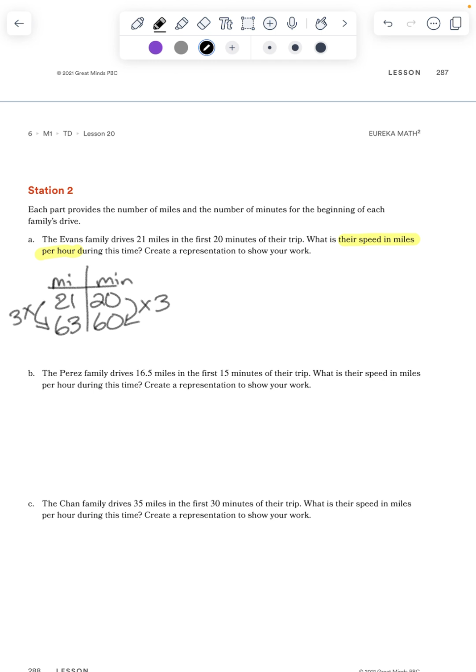And so my answer is going to be 63 miles per, I could say 60 minutes, but it's asking me per hour. So 60 minutes is 1 hour. So I'm replacing the 60 minutes with 1 hour. So 63 miles per 1 hour.